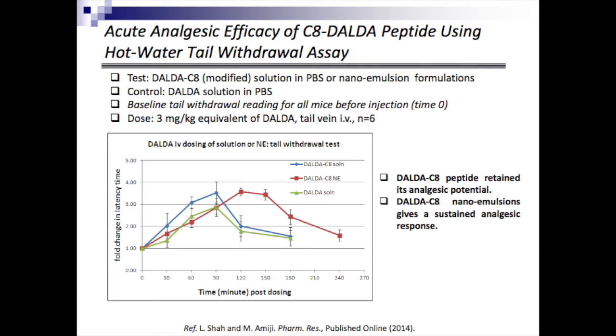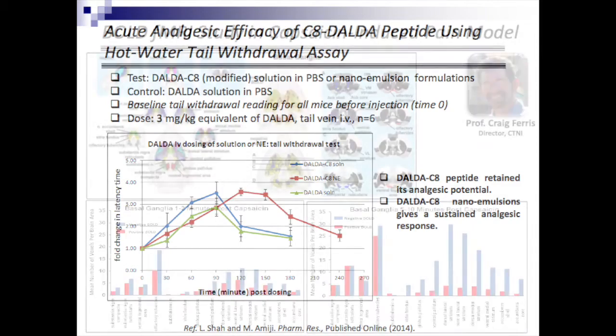With the nanoemulsion form of C8, we see a delayed response. We see a much slower response, and the peak time is moved to about 120 minutes, 2 hours after administration. And then we also see this extension of activity that's prolonged, and that's consistent with our blood pharmacokinetic data, because we see this long circulation time with the nanoemulsion and not necessarily getting cleared as rapidly as with the solution form. And so we are able to extend the duration of analgesic activity tremendously with the nanoemulsion form.